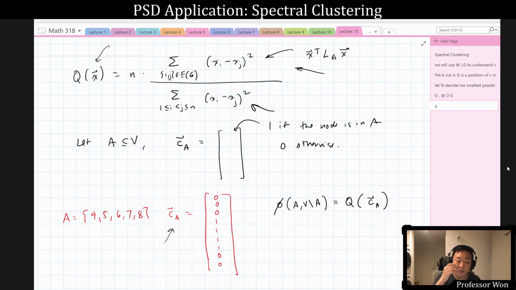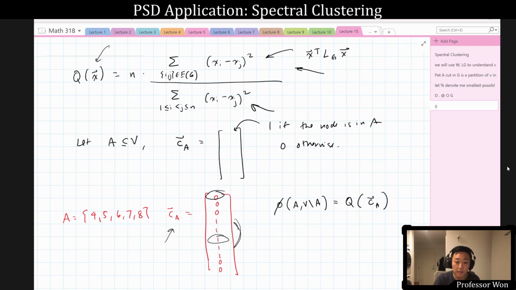So that will be one of the terms in the sum. You will add up x1 minus x2, x3, x4, x5, x6, and you'll square it. So you'll add up a 1 for every single edge that goes from the vertices that are in your set to the ones that are out of your set, because then you'll get 1 and 0, the difference will be 1, and you'll square it, right?